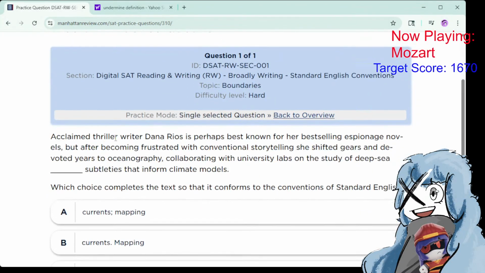It's hard. Acclaimed thriller writer Donna Reynolds is perhaps best known for her best-selling espionage novels, but after becoming frustrated with conventional storytelling, she shifted gears, devoted years to oceanography, collaborating with University Labs on a series of deep sea currents, mapping.